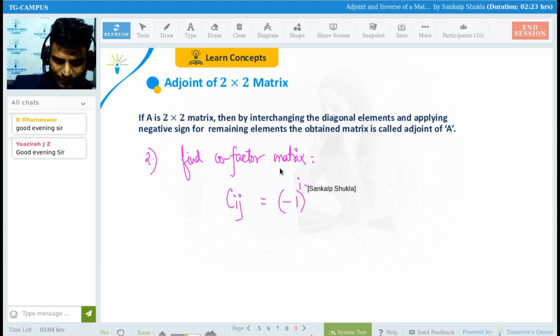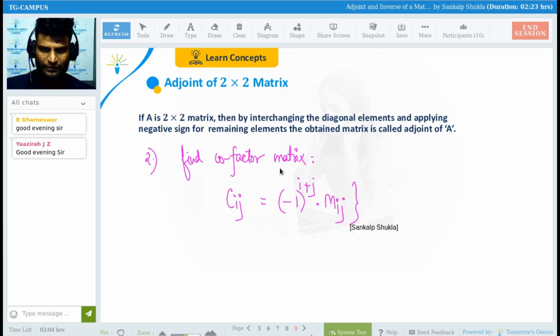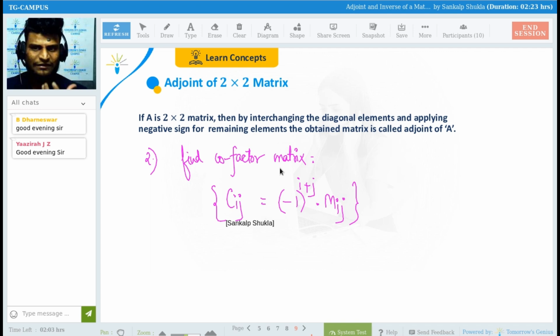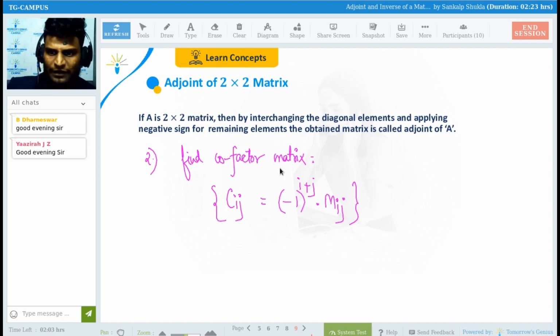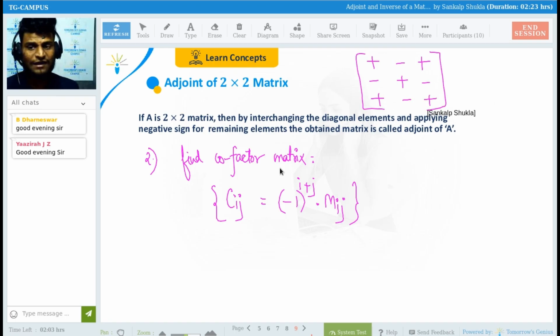using this formula, minus 1 raised to the power i plus j times Mij. Okay. So this formula might seem very tricky, but it is not. Believe me. How can I say that? See, this is the formula, but I'll give you a trick also. Like if I have a 3 cross 3 matrix, then these are the signs. Okay, so these are the signs for the positions.